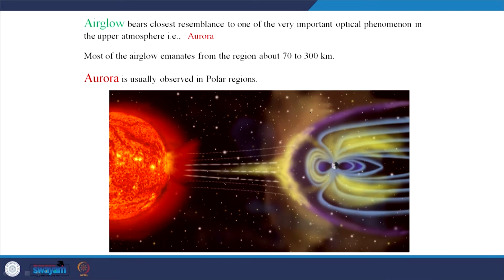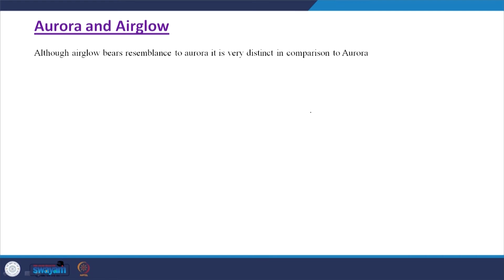So, now most importantly, airglow bears a very close resemblance with the other optical phenomenon that we have seen, which is called the aurora. Most of the airglow generally emanates from a region of 70 to 300 kilometers, and aurora is seen only in the polar region. Although it is very similar, there are distinct differences. Although airglow bears resemblance with aurora, it is distinct in comparison to aurora in many different ways.